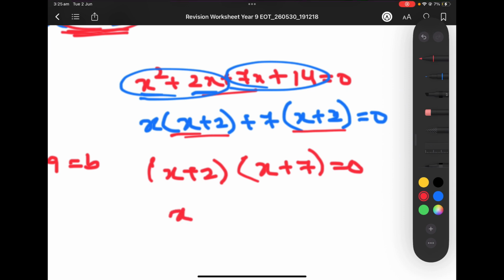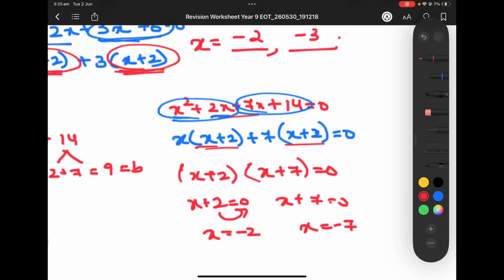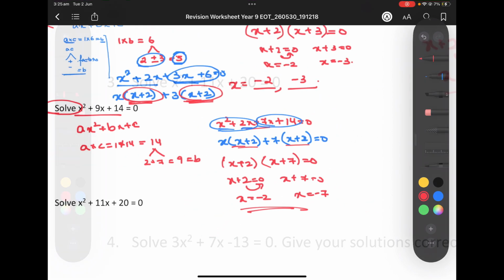So x is equal to minus 2, because when I equate it to 0, it actually becomes like this. Let me do each step. So x plus 2 is equal to 0 and x plus 7 is equal to 0. Sending it here, it becomes x is equal to minus 2 and x is equal to minus 7. That's it. These are your answers.